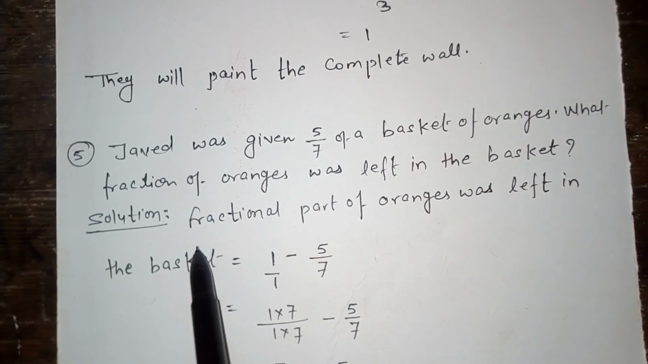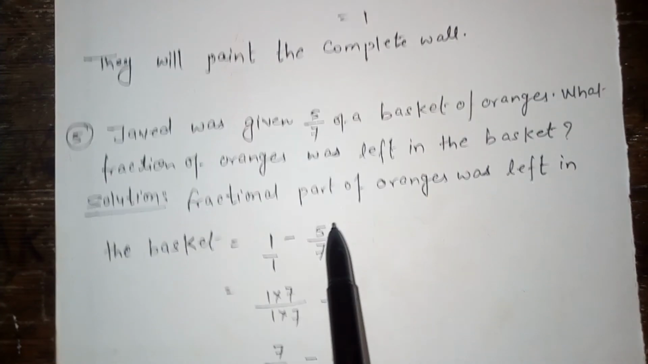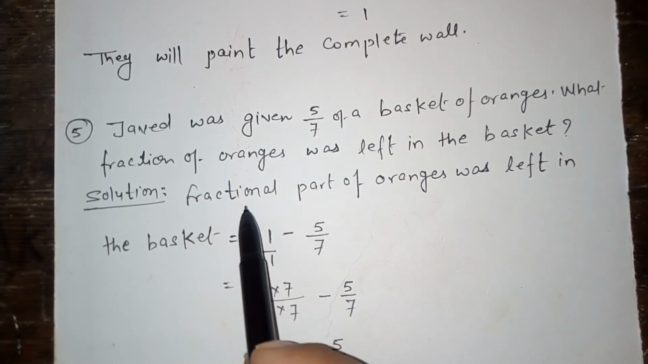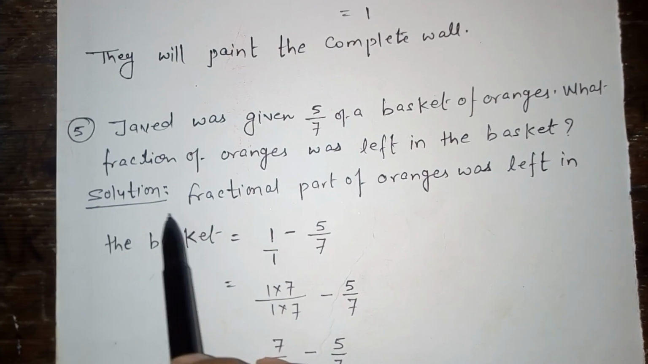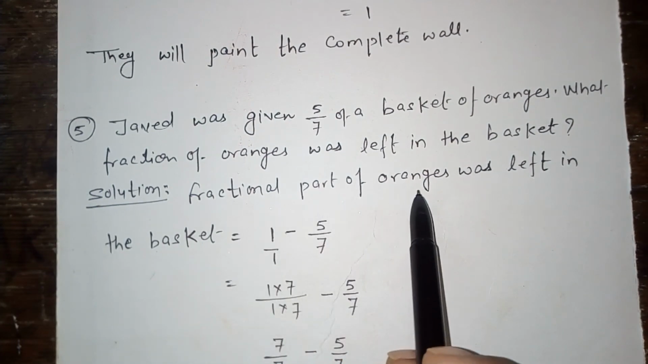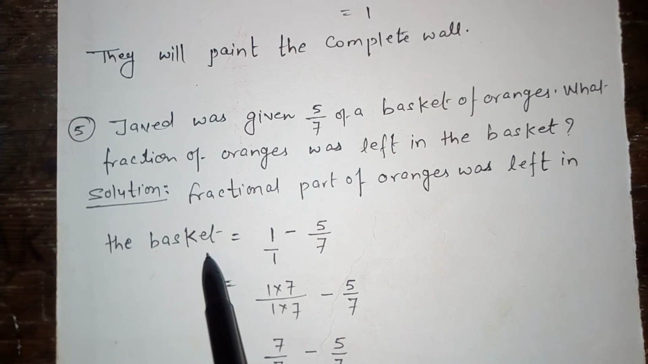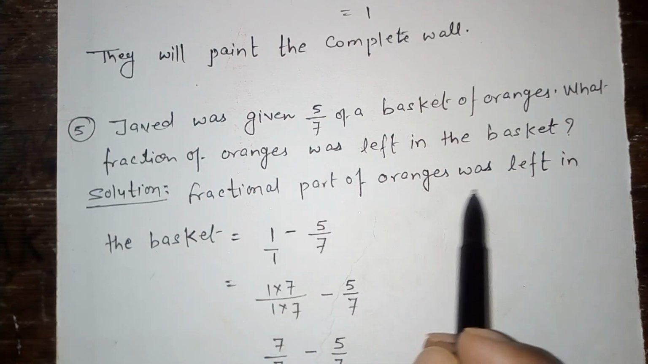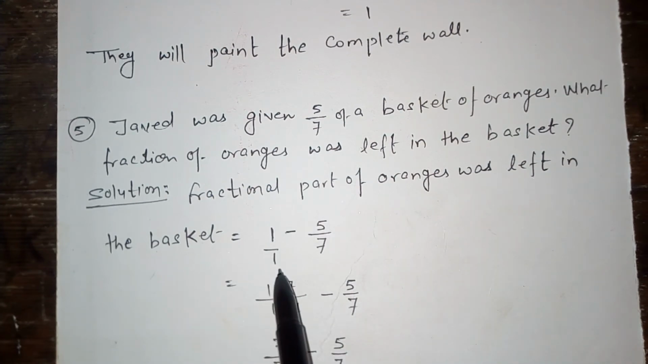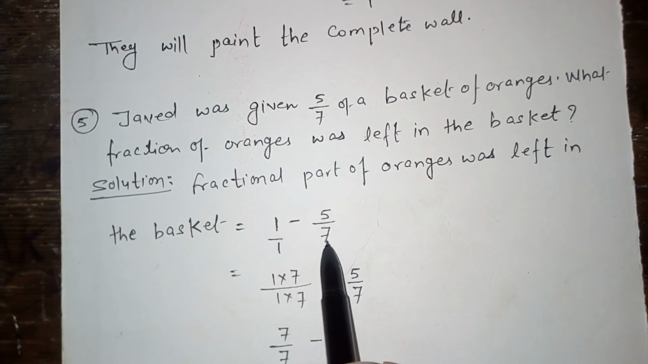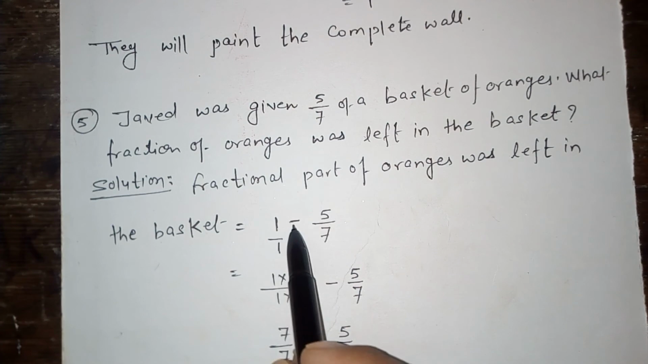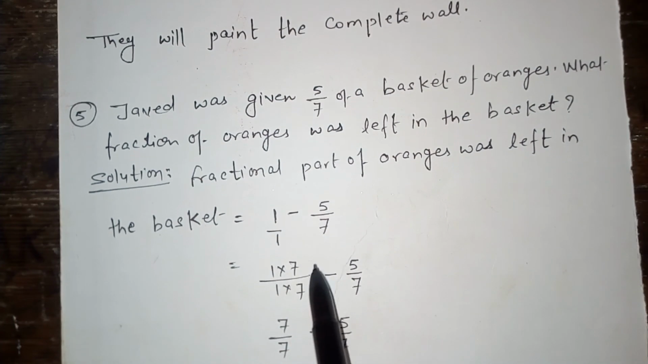So in this question what will you do? Now look here. Suppose you have one basket. Okay, so in this question, the fractional part of orange left in the basket will be 1 minus 5 upon 7.